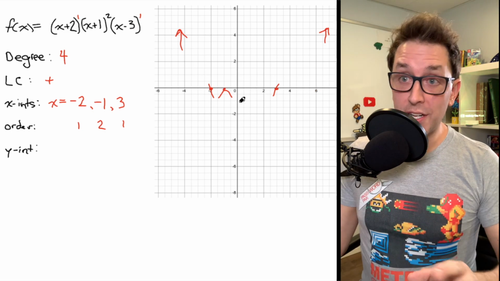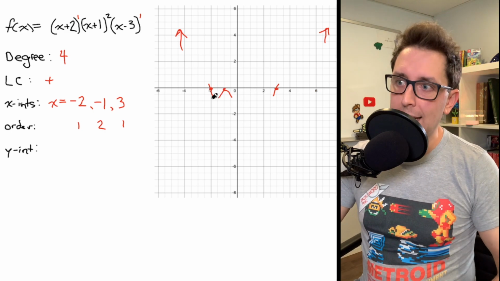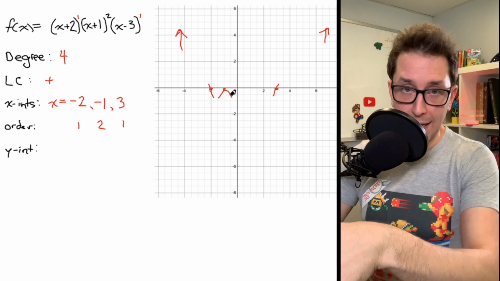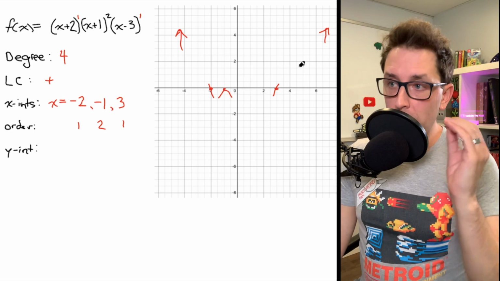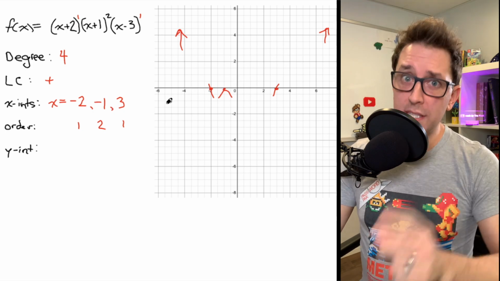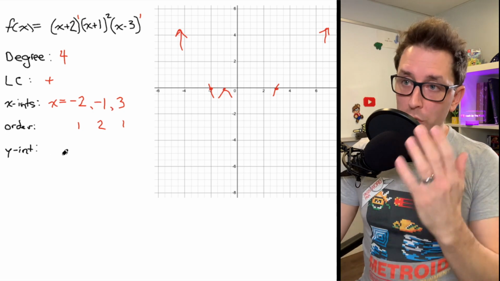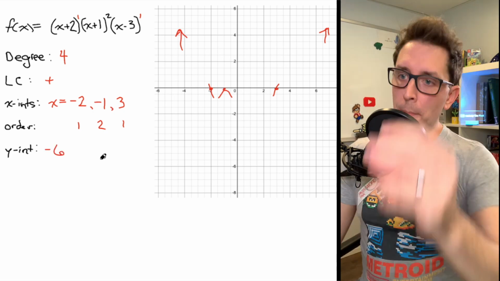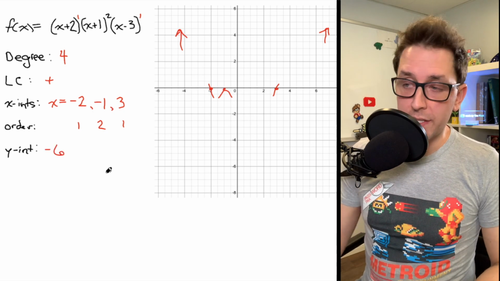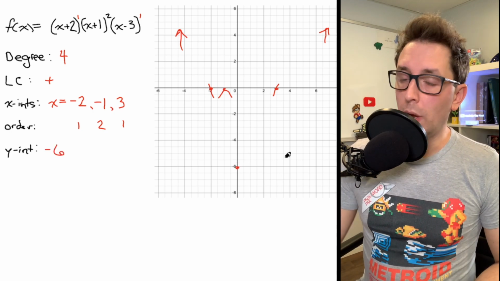So a very loose sketch of what we're going to see here. We're going to pass through the x-axis, we're going to bounce back up and touch the x-axis, we're going to come back down, and we're going to pass through the x-axis again. But let's go even more specific and look for one more key piece of information, and that's our y-intercept, which we can of course find by letting x equal 0 and seeing what our y value is. And in this case, that's going to be -6. So I'm going to take a point and drop it right there at -6.